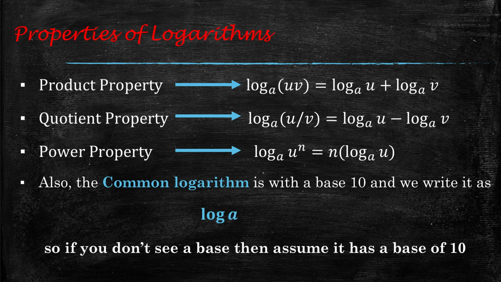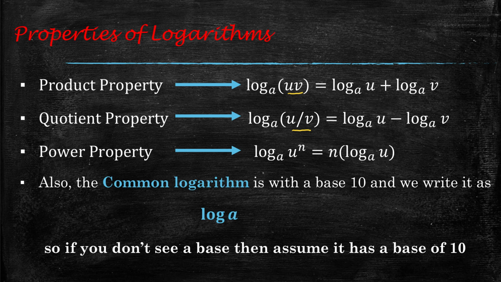One is called the product property, and what the product property does is it takes a product, in other words u times v, and we're going to split it into two logs. So we're going to take the log base a of u, and then when it's a product you do plus log base a of v, okay? If it's a quotient, quotient means divide, so we have u divided by v. We're going to split it into two logs, and we're going to do log base a of u, but then we're going to do minus log base a of v.